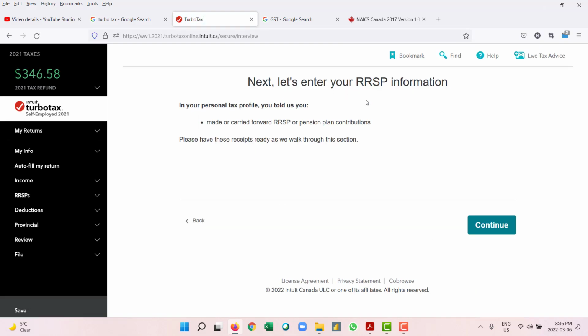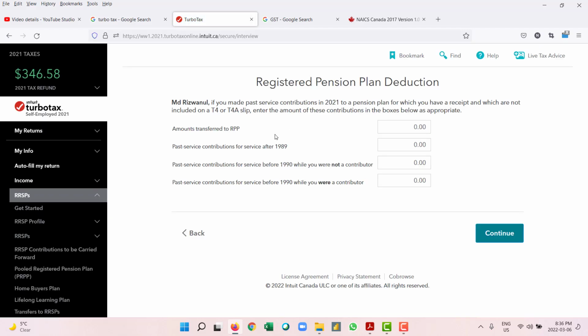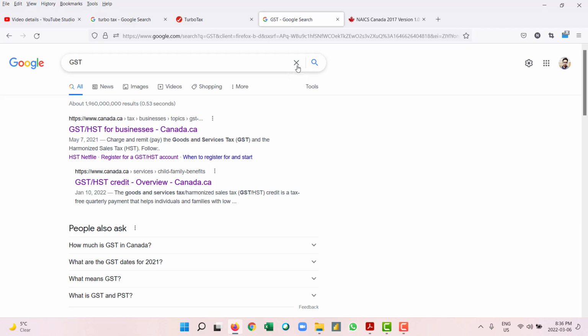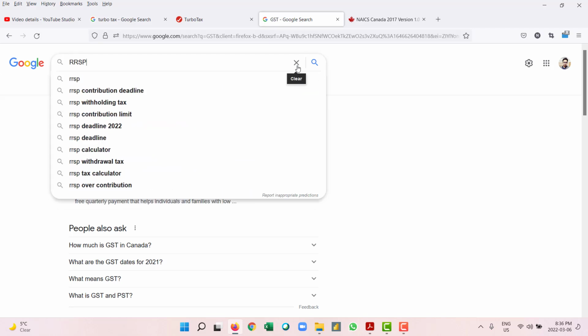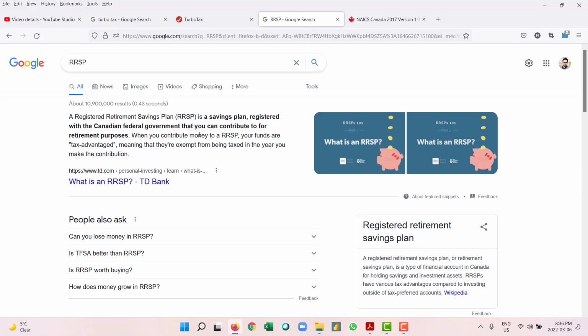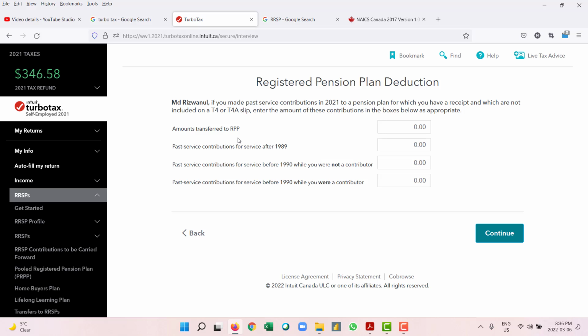Let's enter your RRSP information. RRSP means registered retirement savings plan. You can Google it. It can actually save a lot of money. So what I can say is that if you have any RRSP, this is a registered retirement savings plan registered with the Canadian federal government that you can contribute to for retirement. You can register the pension plan. Actually, I did not register for that.